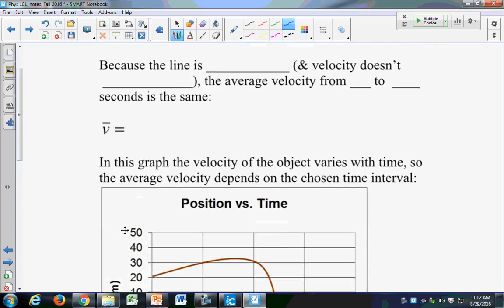Now, in this case, because the line is linear, that means it's a straight line. And because of that, because the line is linear, that means that the velocity doesn't change. And the average velocity, say, over another time interval, I don't know, say from 10 to 30 seconds, that's going to be exactly the same. Instead of writing that out, well, I'll write it out here. So I'm going to go back to the graph and show you that.